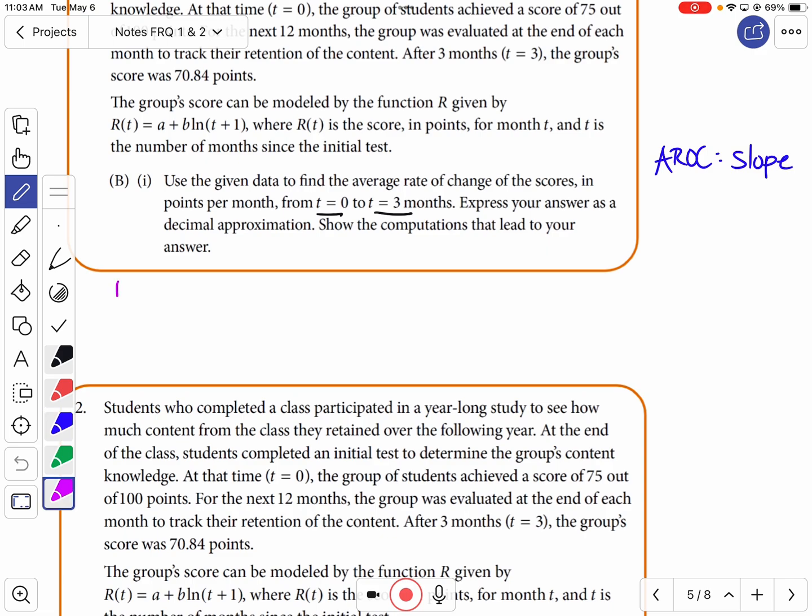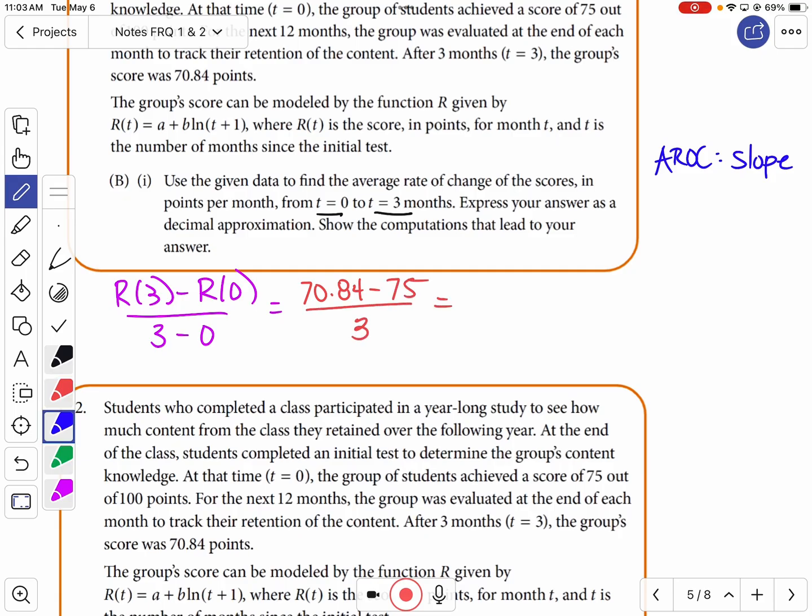So we're going from 0 to 3. So I want R at 3 minus R at 0 over 3 minus 0. Well, lucky for us, they gave us those values. Those were those ordered pairs that they gave me to start with. So 70.84 minus 75 over 3, and we're just going to get that approximation. Now this is in context, which means we have to have units.